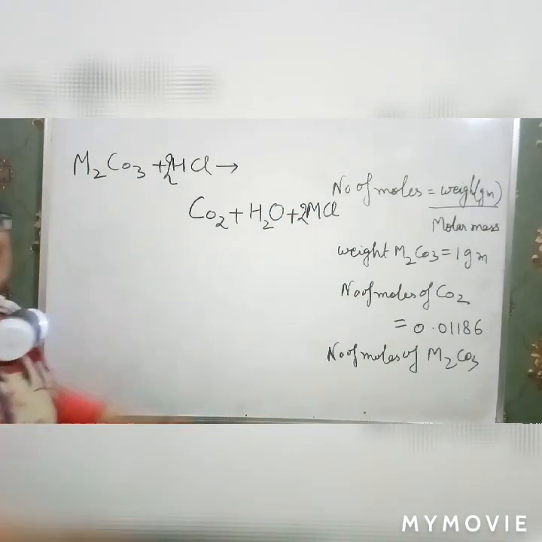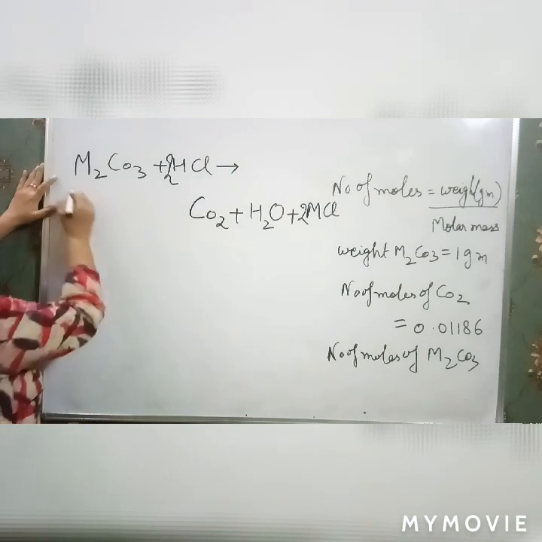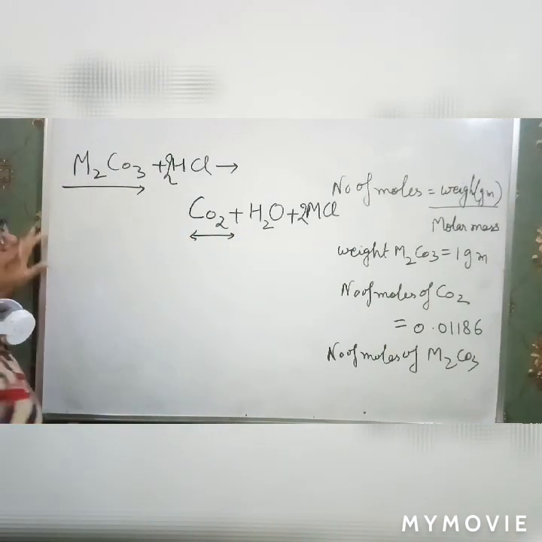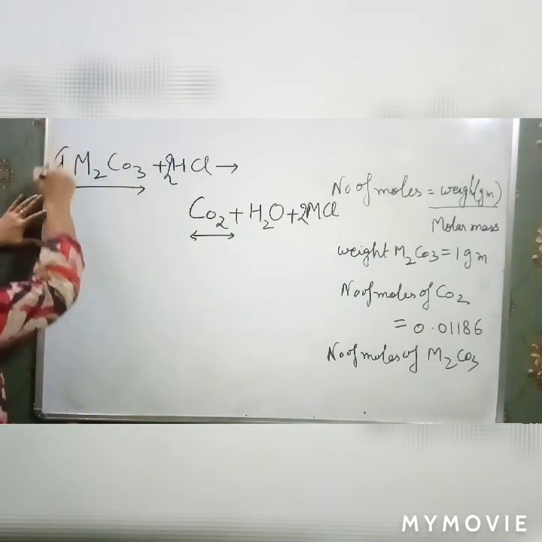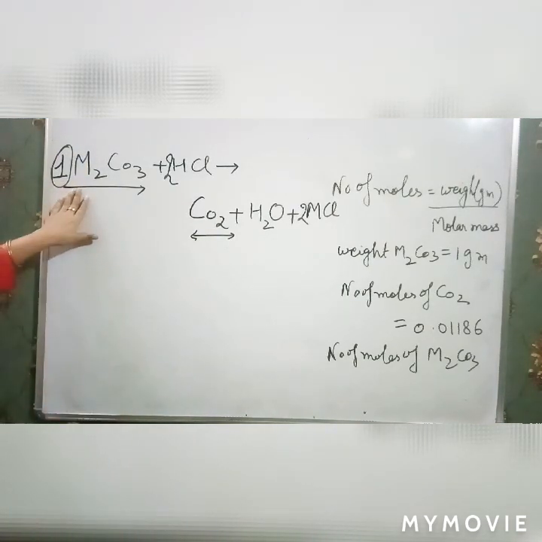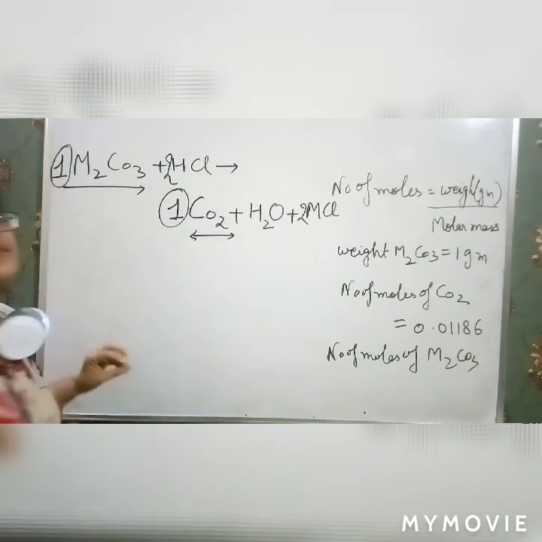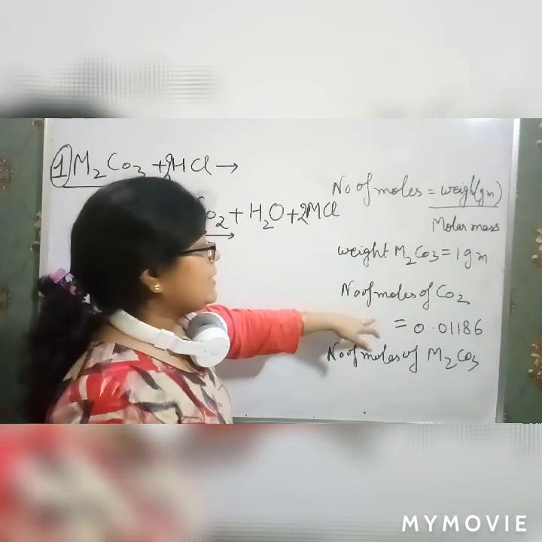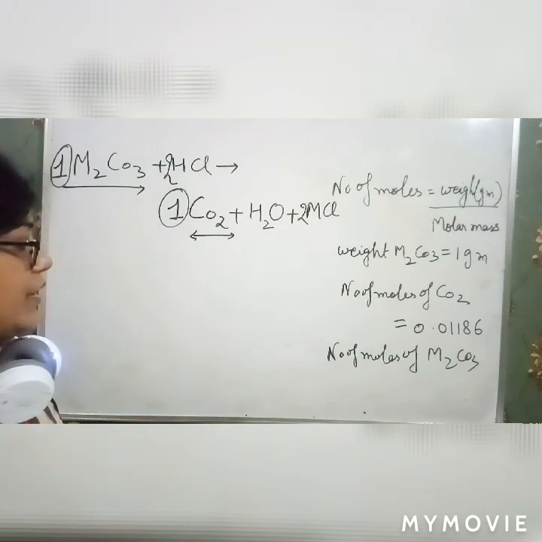In this way we get the balanced reaction. Now we have to consider the carbonate ore and the carbon dioxide. Okay. So we have seen that 1 mole of carbonate ore is utilized and it forms 1 mole of carbon dioxide. Okay. So the number of moles of carbon dioxide is ultimately equal to the number of moles of M2CO3.